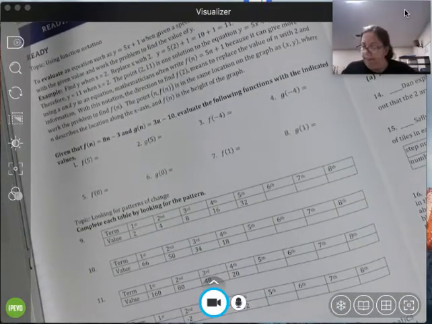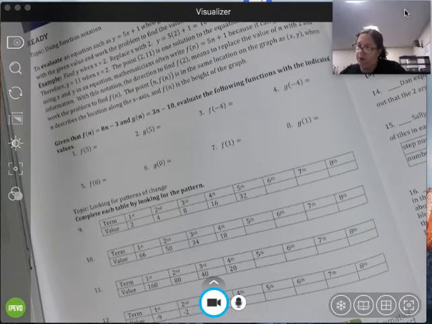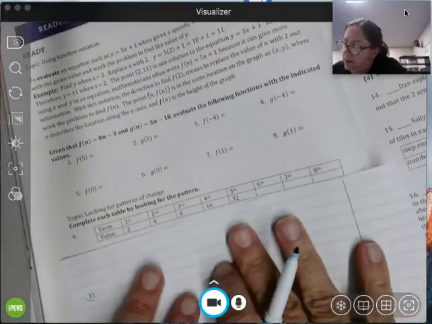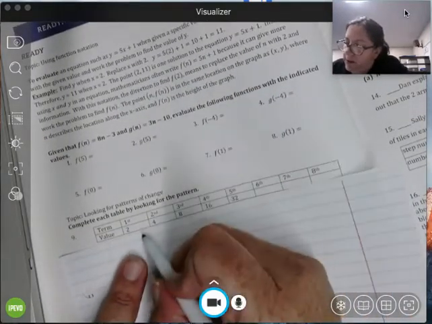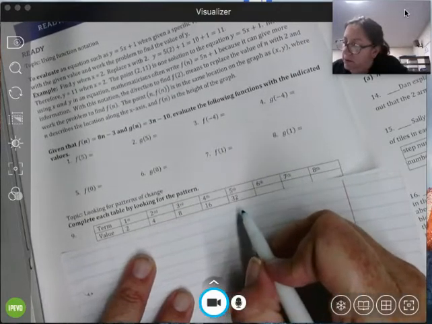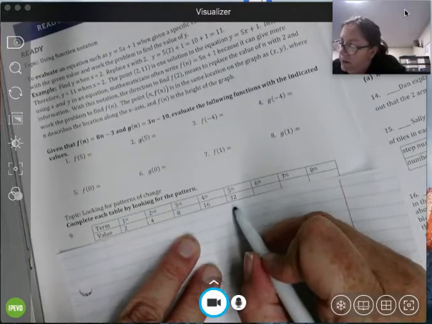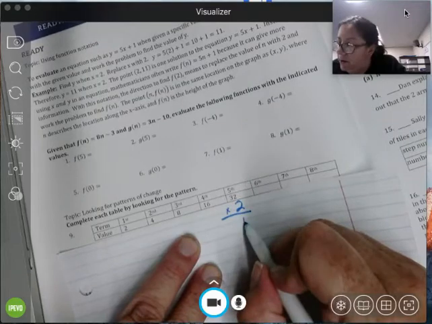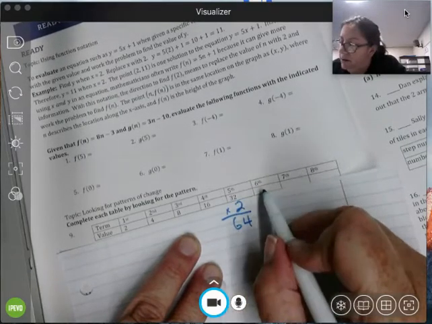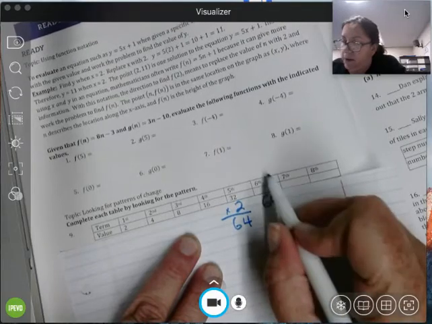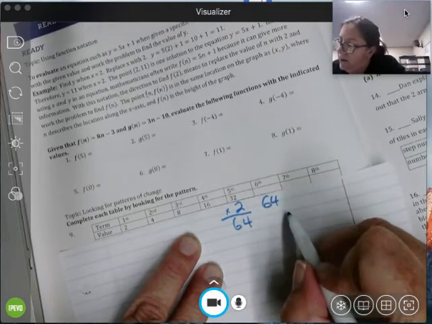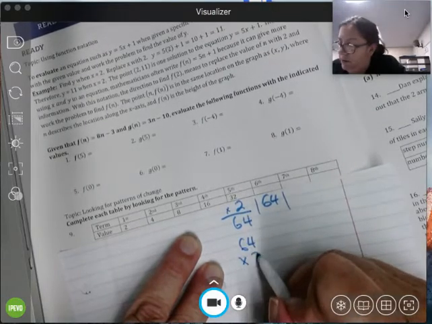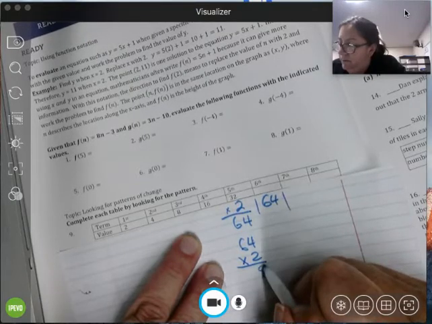So what we have here for number 9 is, if you look at this, I think most people realize that it's times 2, times 2, times 2, times 2. So you'd have to do 32 times 2. 2 times 2 is 4. 2 times 3 is 6. So you would put a 64 there. I'm going to put it here because I don't want to write on this book. And then if I needed to find the 7th term, I would do 64 times 2. 4 times 2 is 8. 6 times 2 is 12.